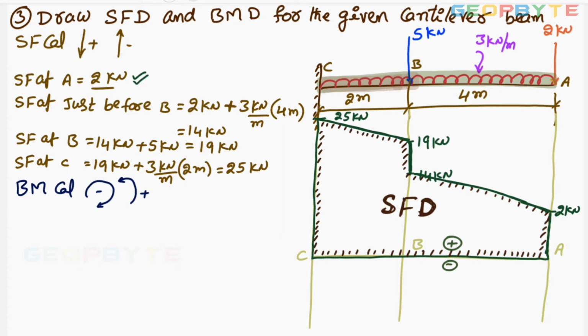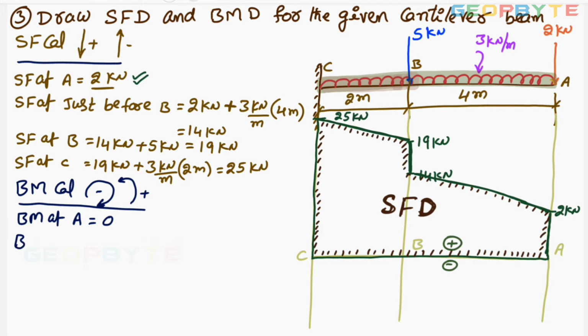Now let us have the BM values at different sections. Bending moment at A. What is the bending moment at A, my dear students? Definitely bending moment at A is 0 because the distance is 0. We are calculating the bending moment values from right to left. Try to remember this: for any cantilever beam, the bending moment at the free end is equal to 0.